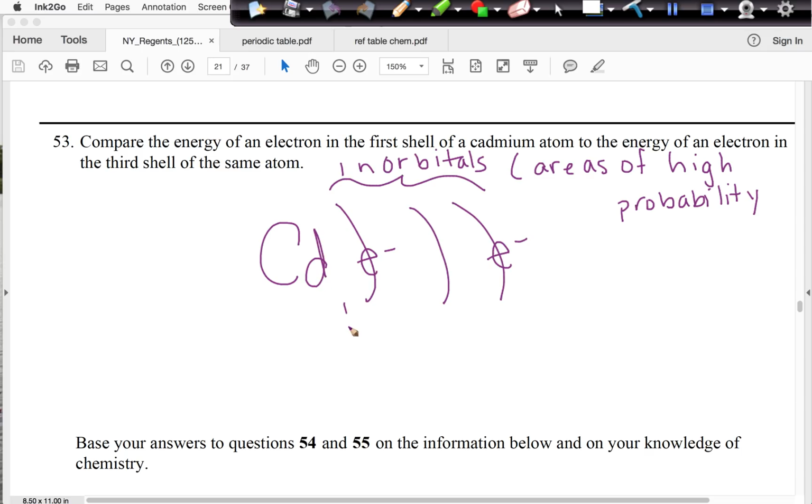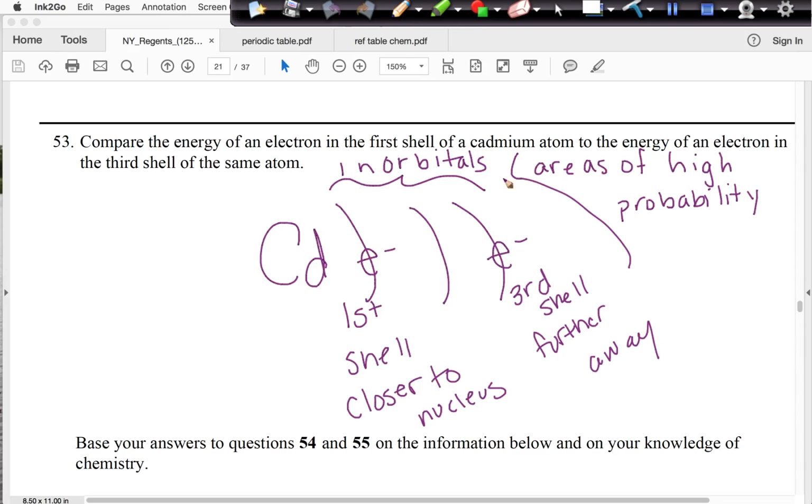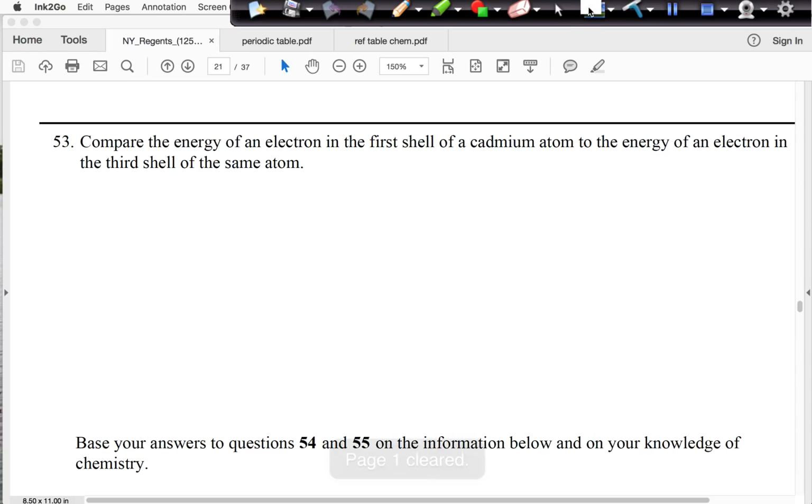But we said the first shell is closer to the nucleus, and the third shell would be further away than the first shell. The ones that are further away have more energy, and the ones that are closer have less energy. Electrons in a closer shell have less energy. Electrons in a further shell have more energy.